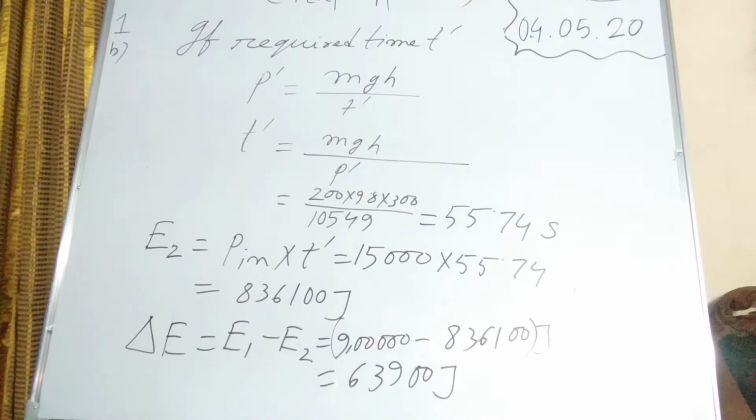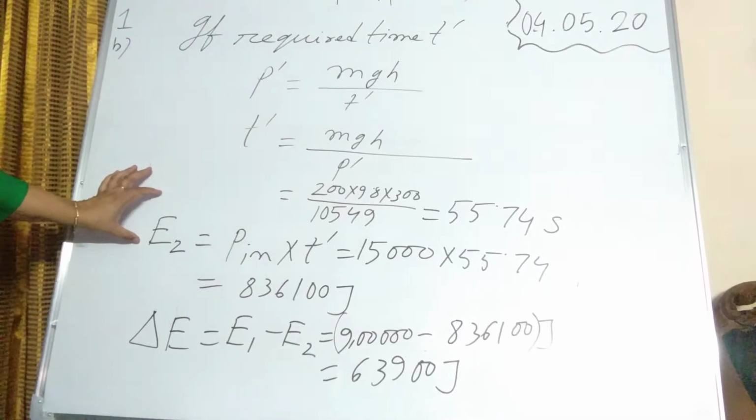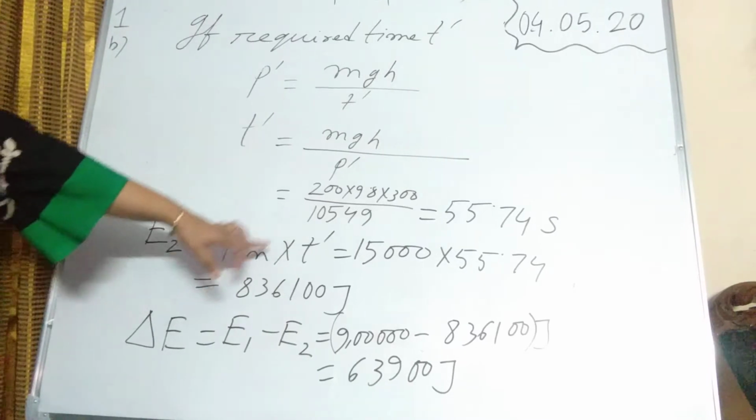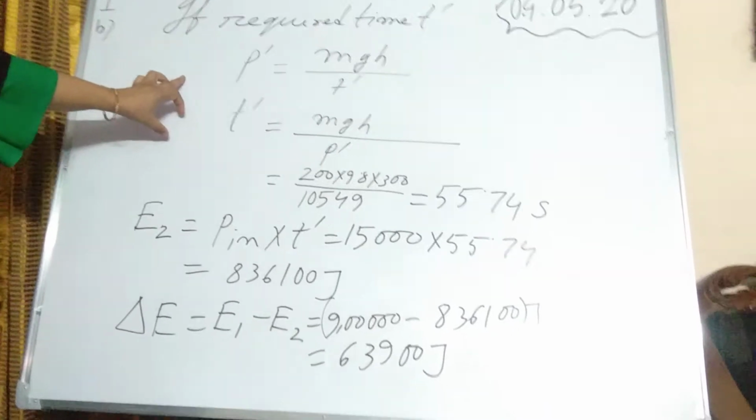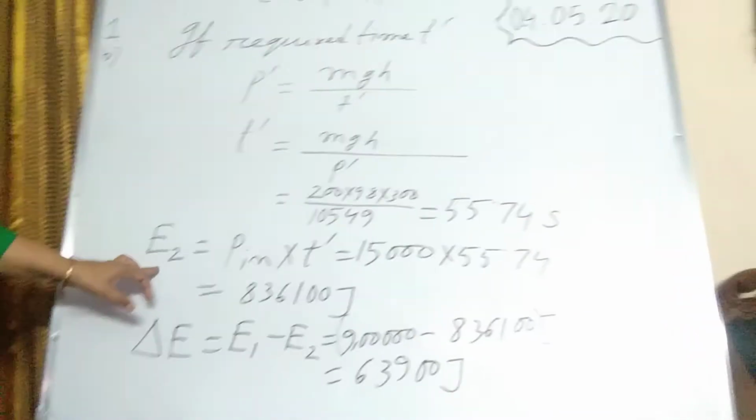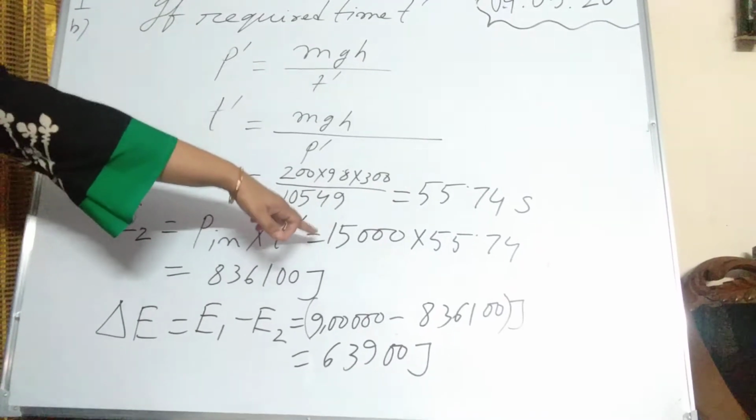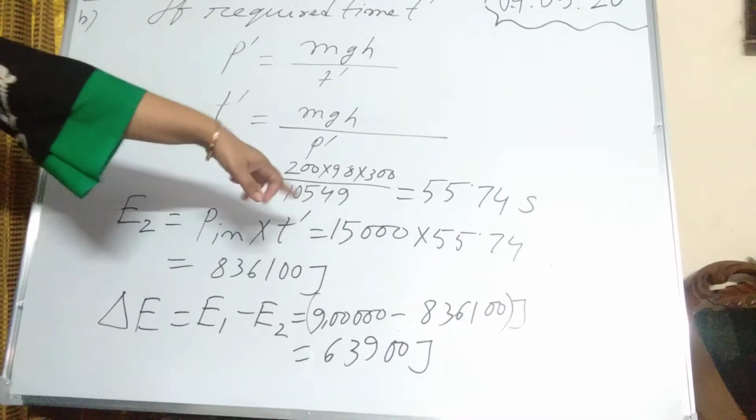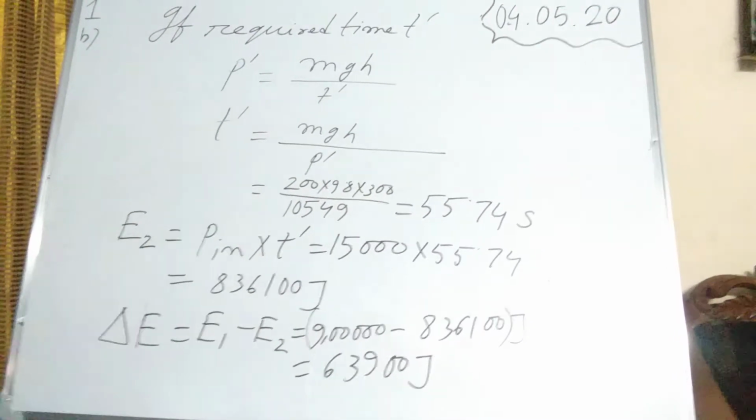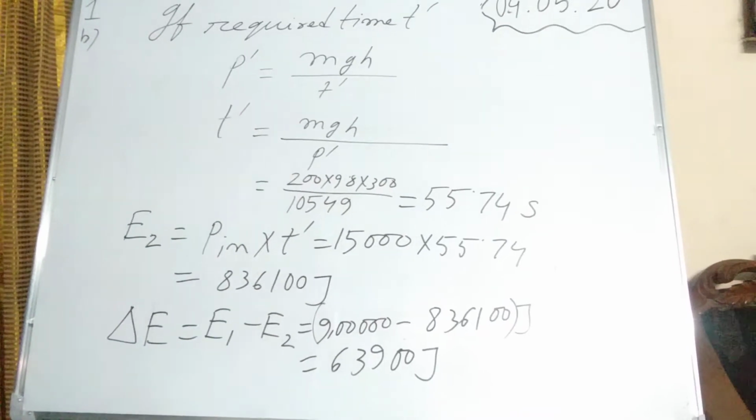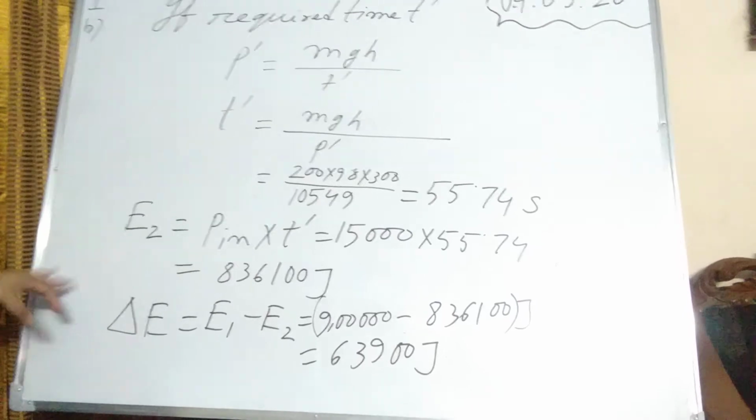When the efficiency is increased by 5%, the spent energy, easily you can find out, energy equal to power into time, input power into this time. In the first case we found the energy in 60 seconds, but now we will find out the spent energy in 55.74 seconds. So input power, you got it, and then the time, by multiplying these two we get 836100 joule.